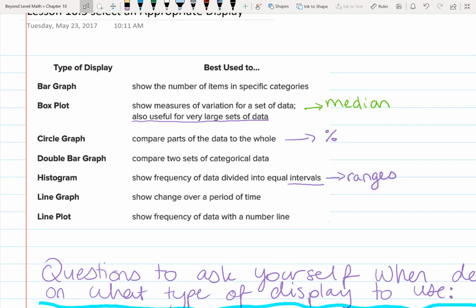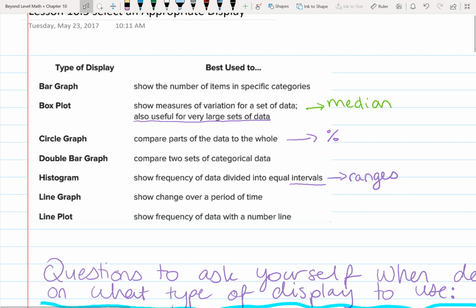That's where we are dealing with percents. So anything that has to do with parts to a whole, which is a percent, we would use a circle graph. Double bar graph compares 2 sets of categorical data, and I believe I have a visual in just a second. I'll show you.